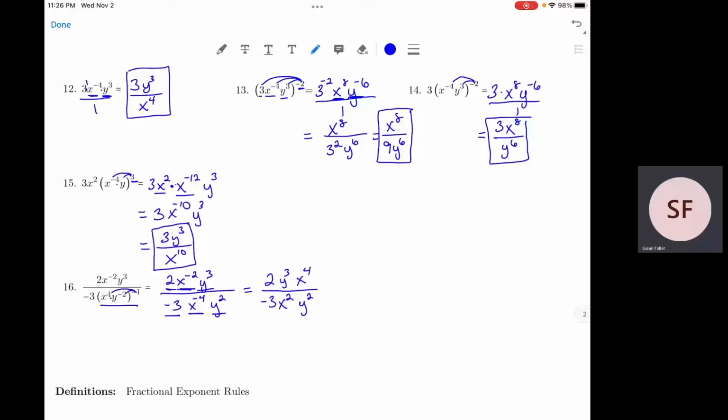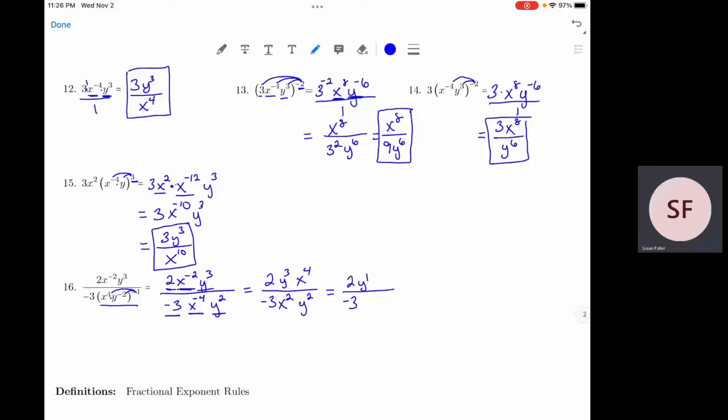So now everything has a positive exponent, but I've got x's on top and bottom and y's on top and bottom. So I can go ahead and simplify these guys. 2 over negative 3, that doesn't simplify, so I'm just going to leave that as 2 over negative 3. Y to the third divided by y squared. I can subtract those exponents, so y to the third divided by y squared is y to the 3 minus 2 is 1. So I'm going to get y to the first power on top.